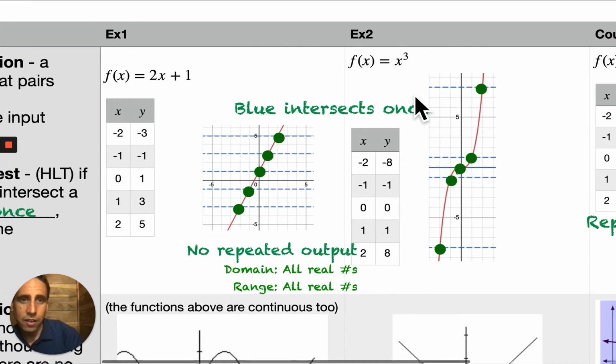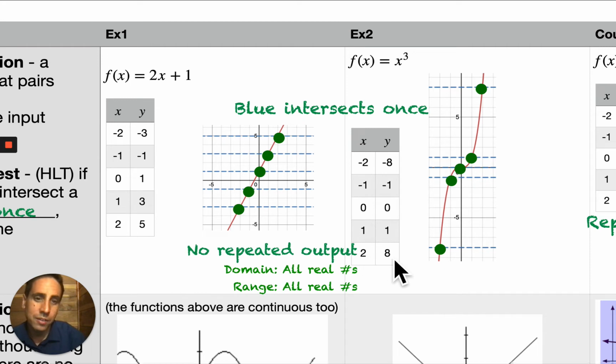Let's take a look here. In this example, f of x is defined as x cubed. Take the input and multiply it by itself 3 times. So 2 times itself 3 times is 8. 1 times itself 3 times is 1. 0 times 0 times 0 is 0. Negative 1 times negative 1 times negative 1: if you have 3 negatives, 2 of them cancel out and you're still left with negative 1. Negative 2 times itself 3 times: negative 2 times negative 2 is positive 4, times negative 2 is negative 8.